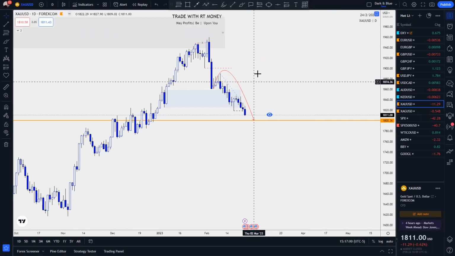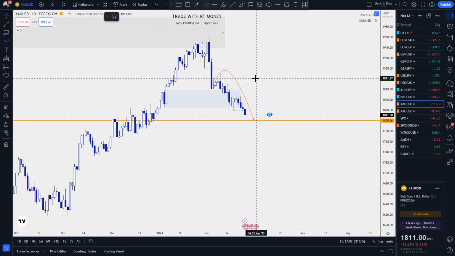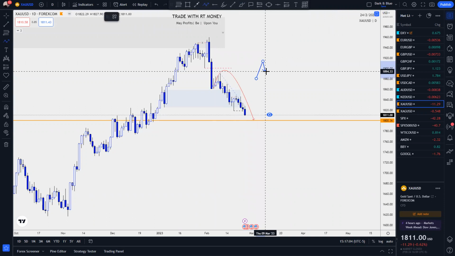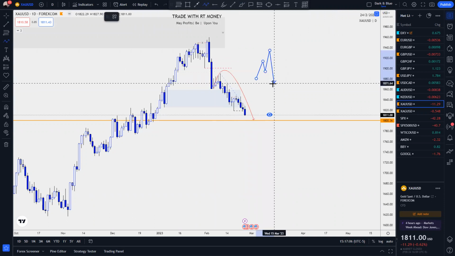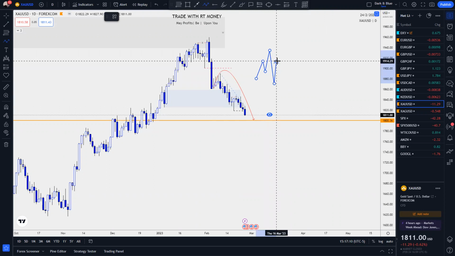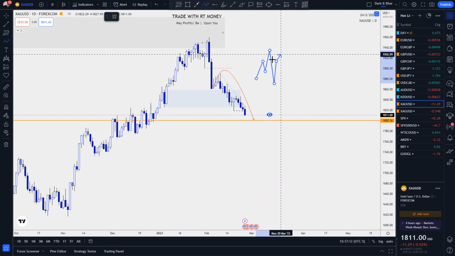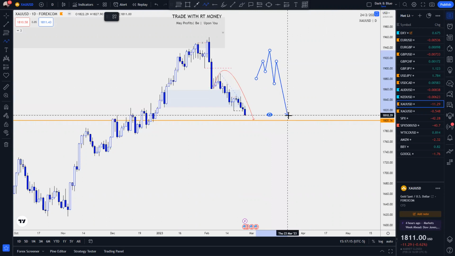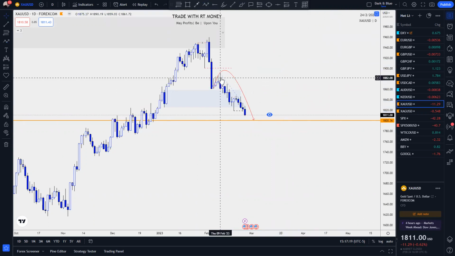Let's do it this way. A high, a higher high, a break of that low, and a pullback. This is my entry right here, and I take it on down. That's it. If I don't get it, I don't get it.